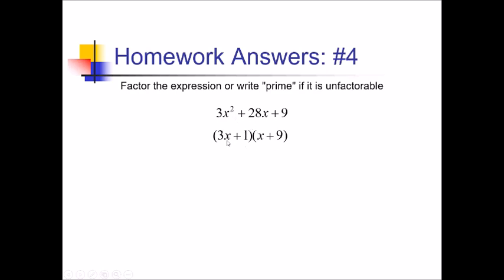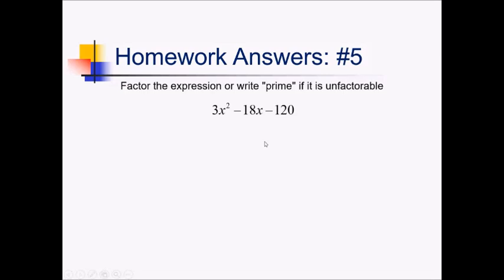But now let me multiply out the outers and the inners to see if I get this 28x in the middle. 3x times 9 is 27x. 1 times x is 1x. Adding those together, I do get 28x. So that confirms that this is actually the answer. I guessed correctly on the first try. Woohoo! So that's going to be 3x plus 1, x plus 9 for my final answer.